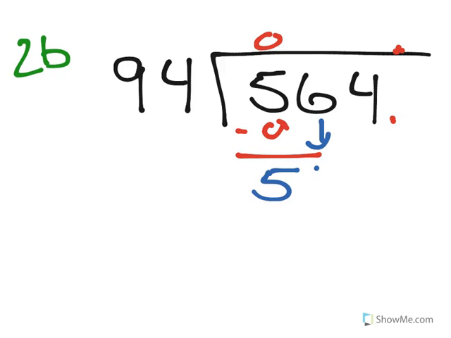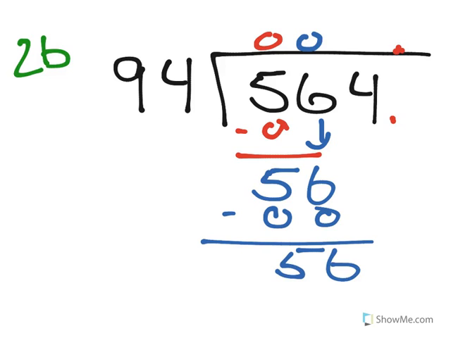Bring down the 6. Does 94 go into 56? The answer is no. It's a 0. Bring down the 4. Now I want to see, does 94 go into 564? Again, if I cover up the 4 in that 564 and I look at 56, and I cover up the 4 in the divisor, I look at 9. How many times would 9 go into 56? The answer should be 6 times.